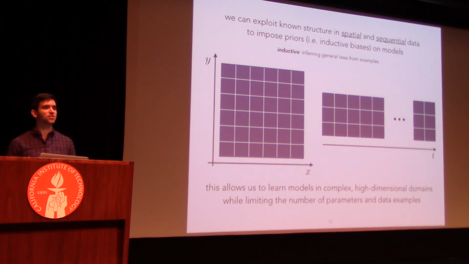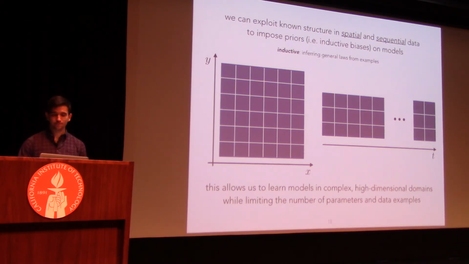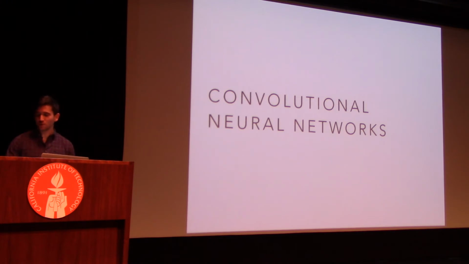If we didn't make these assumptions, we wouldn't be able to learn these models in general. It would require too many parameters and too much data and too much time to actually train the darn thing. So without further ado, let's get into convolutional neural networks.